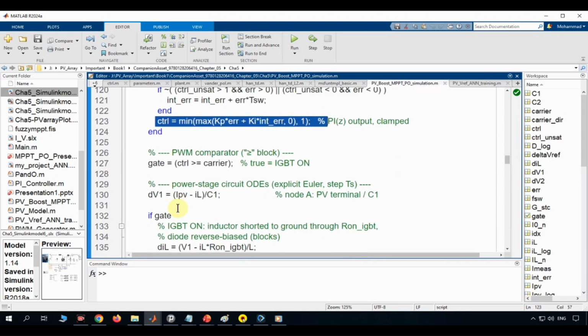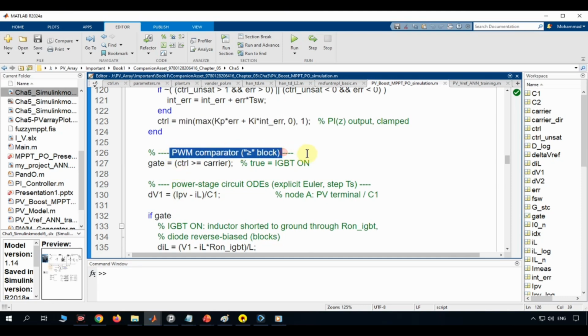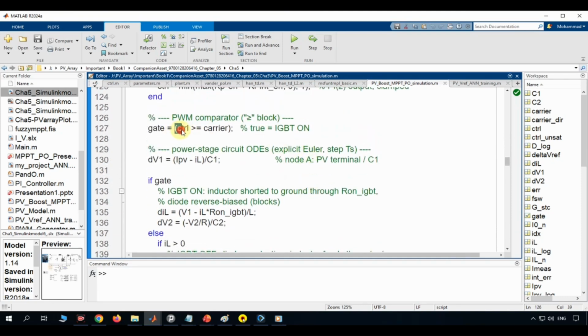After the control update block, we implement the PWM comparator. We check if control is greater than or equal to the carrier wave. That determines whether the IGBT gate is on or off. Now, we solve the differential equations of the boost converter. This is done using the explicit Euler method.